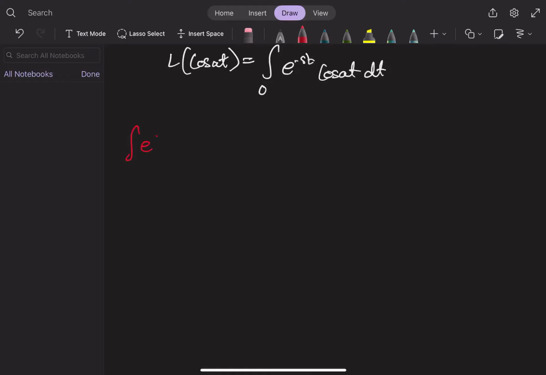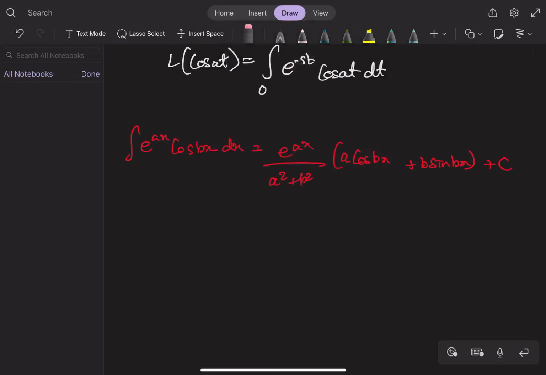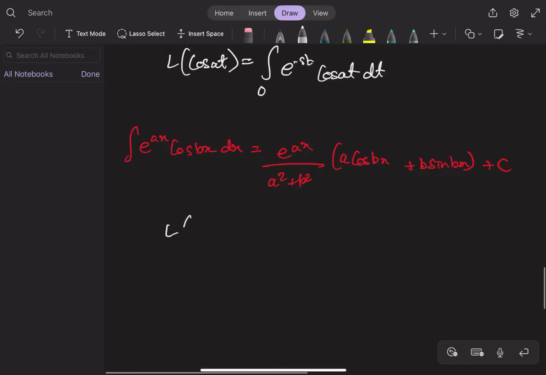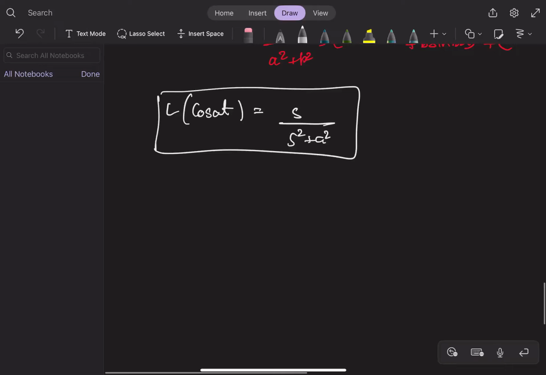Integral of e raised to ax cos bx dx is equal to e raised to ax divided by a square plus b square, a cos bx plus b sin bx, plus c. So this is what we are using. So when you apply this similarly like we did before, you will get Laplace of cos at is equal to s upon s square plus a square. You guys can check this, but for right now you just need to remember these formulas. Let's try the next one.